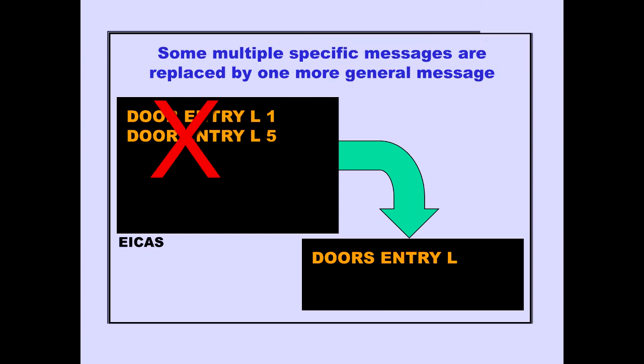For some non-normal situations, multiple EICAS alert messages are replaced by a single, more general message. For example, if entry door 1 left is not latched, the EICAS advisory message, door entry left 1, is displayed. However, if both door 1 left and door 5 left are not latched, the EICAS advisory message, door entry left, replaces the individual messages.